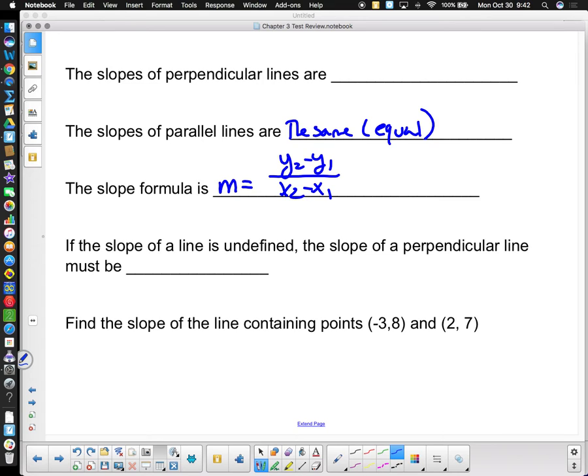So, since for a perpendicular line I have to flip it and change the sign, but if I flip the slope, the 0 goes from the denominator to the numerator. What's the value of a fraction that has 0 on top? 0.